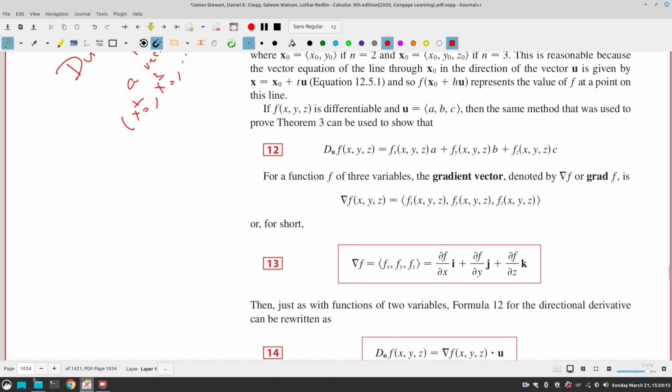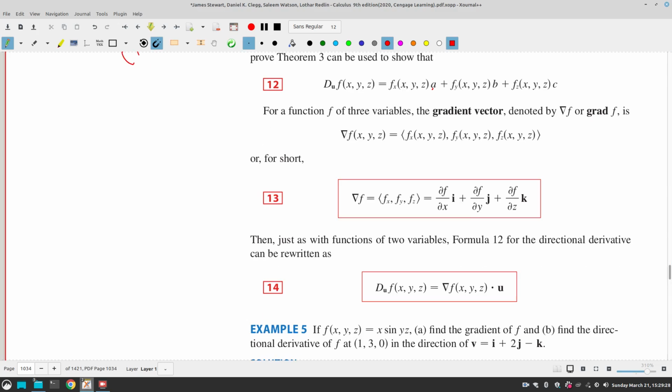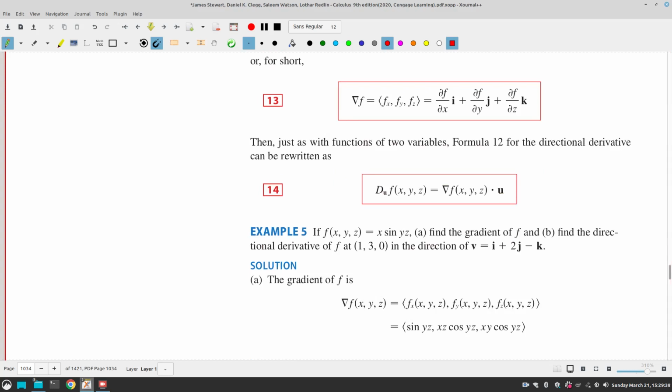And similarly, the directional derivative is fx(x,y,z) times a plus fy(x,y,z) times b plus fz(x,y,z) times c, and the gradient vector is defined as f sub x(x,y,z), comma f sub y(x,y,z), comma f sub z(x,y,z), and we can find the directional derivative by dotting the gradient vector with the directional vector, right? So this vector gives you the direction, and this vector is the gradient, grad f, right?